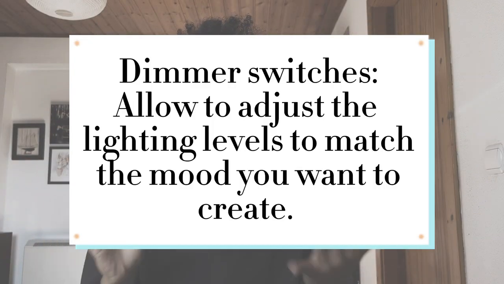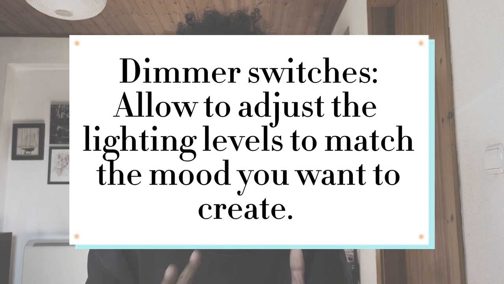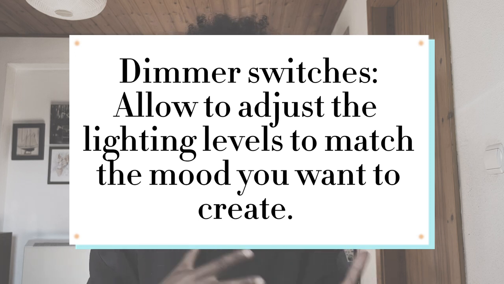When it comes to lighting, there are a bunch of factors that you need to consider. I will give you guys some more tips to think about when you are planning the lighting for your design. First of all, think about dimmer switches, because installing dimmer switches in your space can allow you to adjust the lighting levels to match the mood you want to create. This can be especially helpful in areas like living rooms or bedrooms, where you want different lighting depending on the time of day or the activity you are doing.